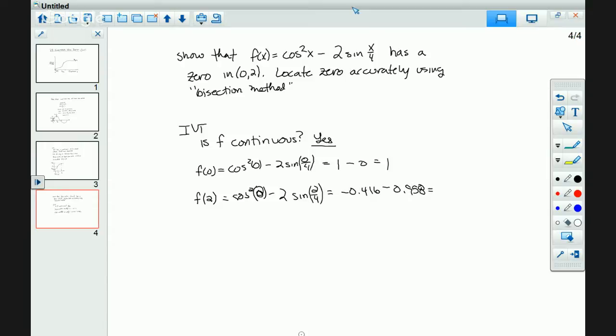Okay, so we're going to get negative 123, 17. Yeah? Yeah. Okay. So, what do you notice? What?